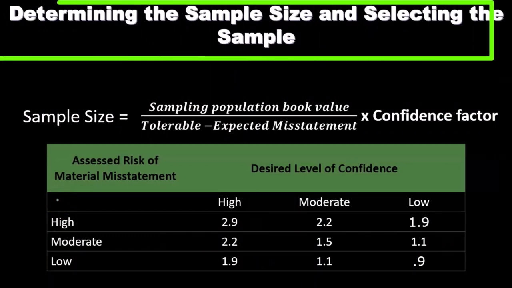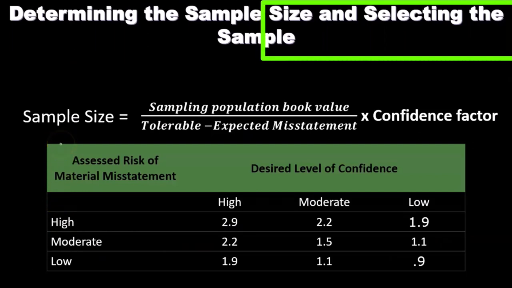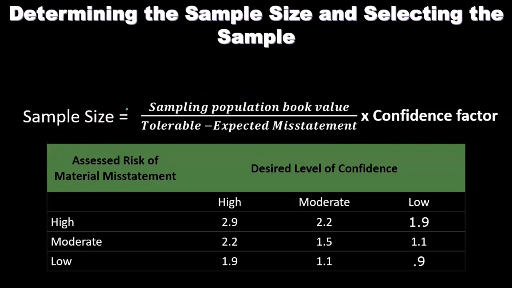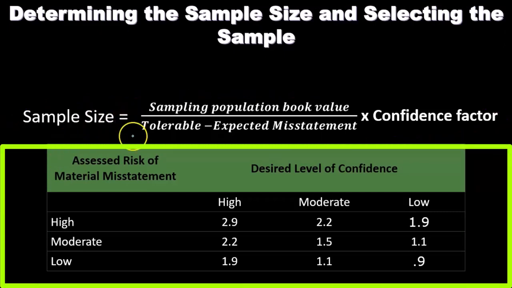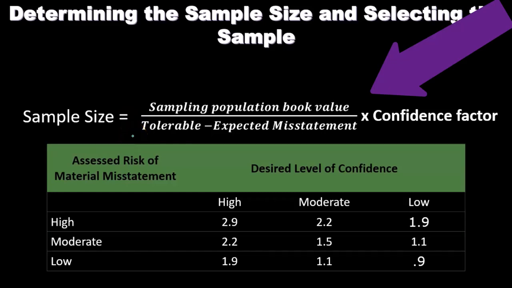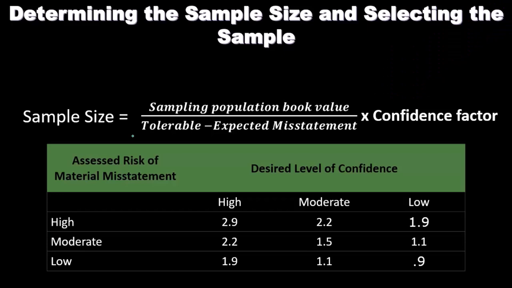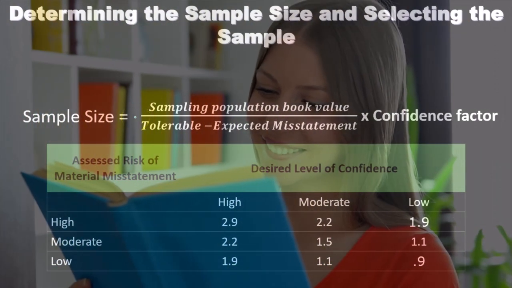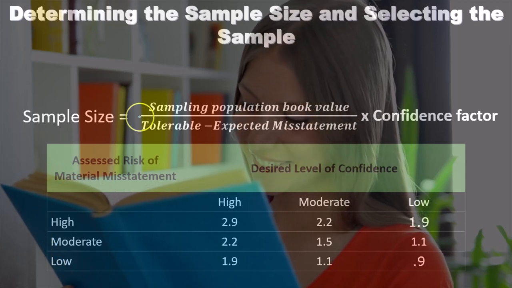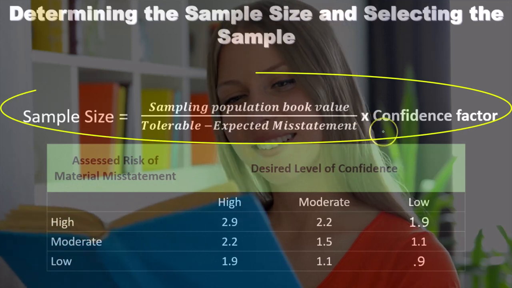Determining the sample size and selecting the sample. So how do we determine what the sample size is? This is going to be our formula. Sample size will be equal to the sampling population book value, so the book value population, divided by the tolerable misstatement minus the expected misstatement, times a confidence factor.